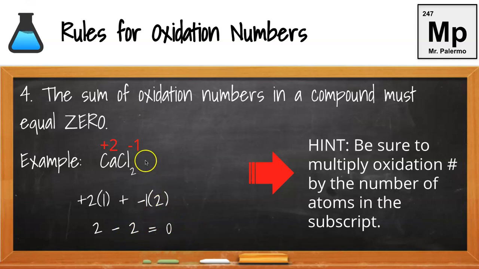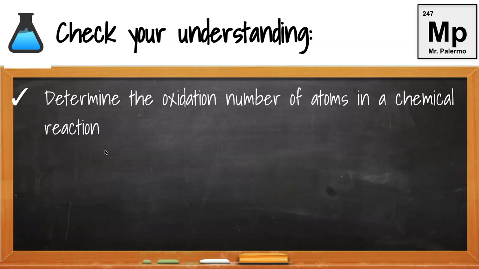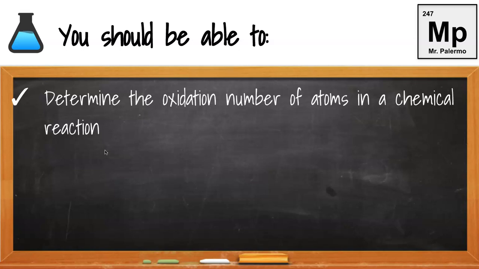Another way you can do it is you can just say, if I know this is -1 and there's 2 of these, -1 times 2 is -2, +2 equals 0. So always make sure that the compounds have a total or sum of 0 for the oxidation numbers. So let's check your understanding. Can you determine the oxidation number of atoms in a chemical reaction? At this point, you should be able to determine the oxidation number of atoms in a chemical reaction.